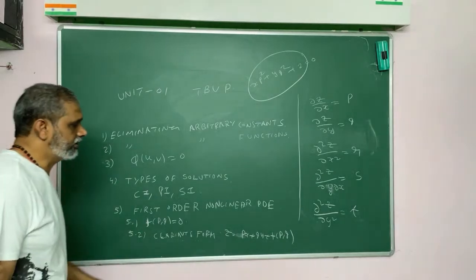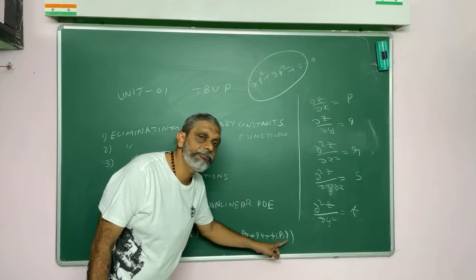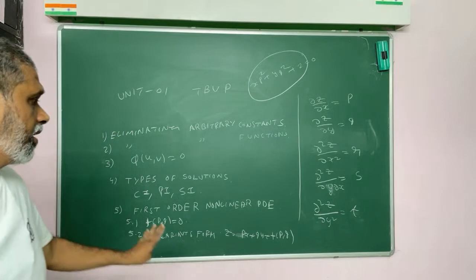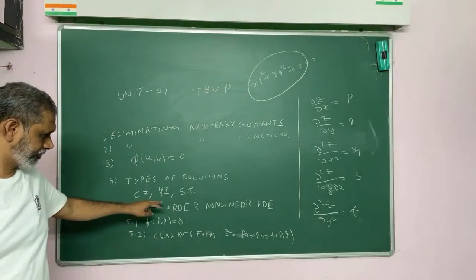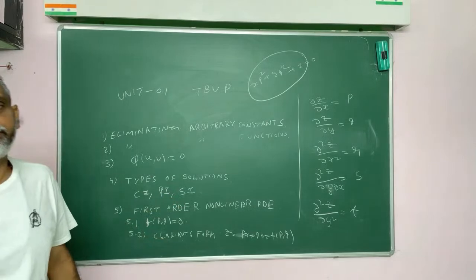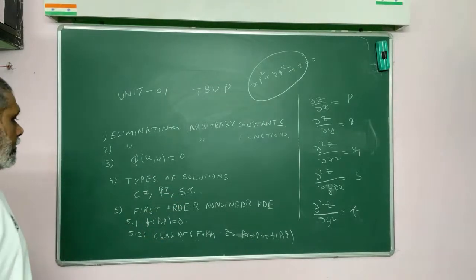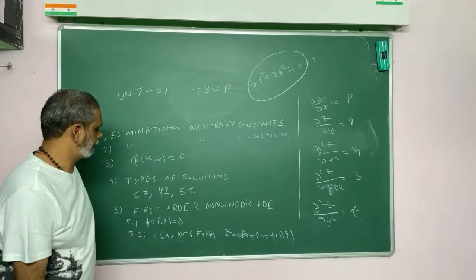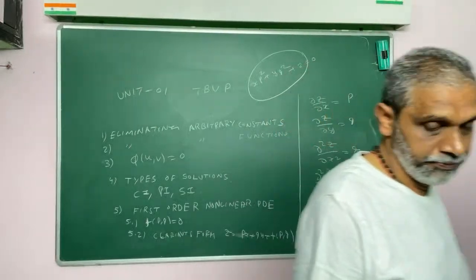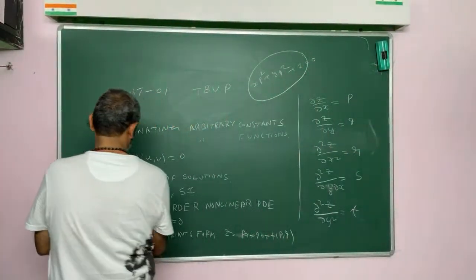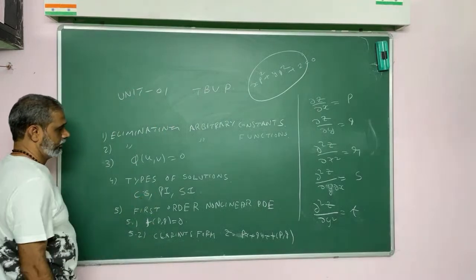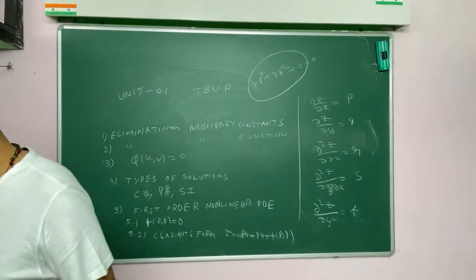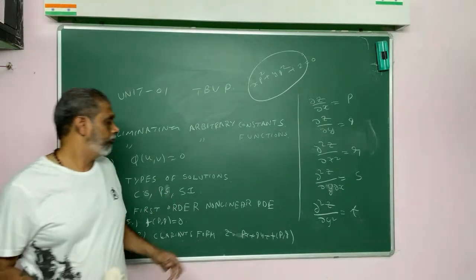Clairaut's form. What is Clairaut's form? z equals px plus qy plus f of pq. So for non-linear PDE you have to find the complete integral and singular integral. You can find these, so that I will tell you. Complete solution, singular integral we have to do. This is the particular solution. Then one by one we do.